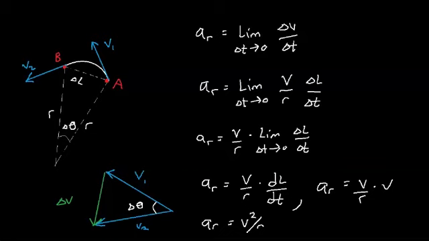This is the magnitude of the centripetal acceleration, and this equation is valid at any instant in circular motion, even when v is not constant. So this means that this equation for centripetal acceleration can be applied to non-uniform circular motion as well as uniform circular motion.